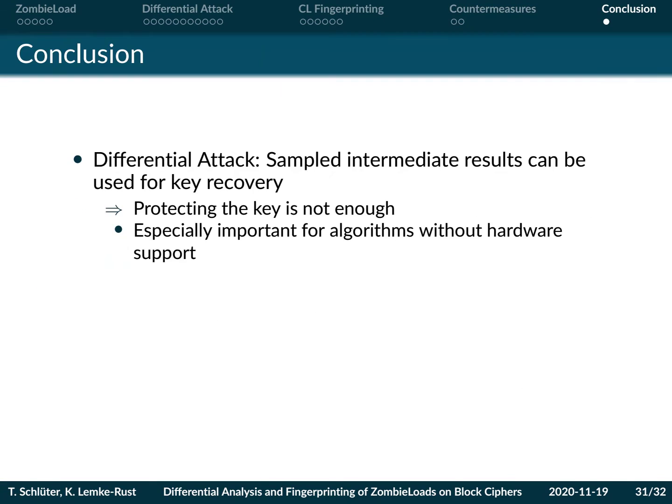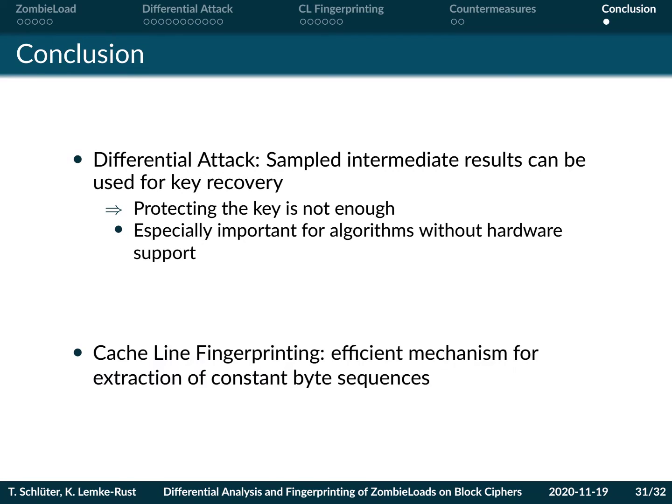So let's come to a conclusion. First, I showed you our differential attack, where we used sampled intermediate results which can be used for key recovery. Our core message here is that protecting the key is not enough. Keep in mind that there may be intermediate values that could also leak, and could give a potential attacker more information about the data you are processing, including the secret key. This is especially important for algorithms which are not hardware supported but entirely executed in software. Additionally, I showed you the cache-line fingerprinting approach, which is an efficient mechanism for extraction of constant byte sequences from memory lines, which we observe using ZombieLoad.